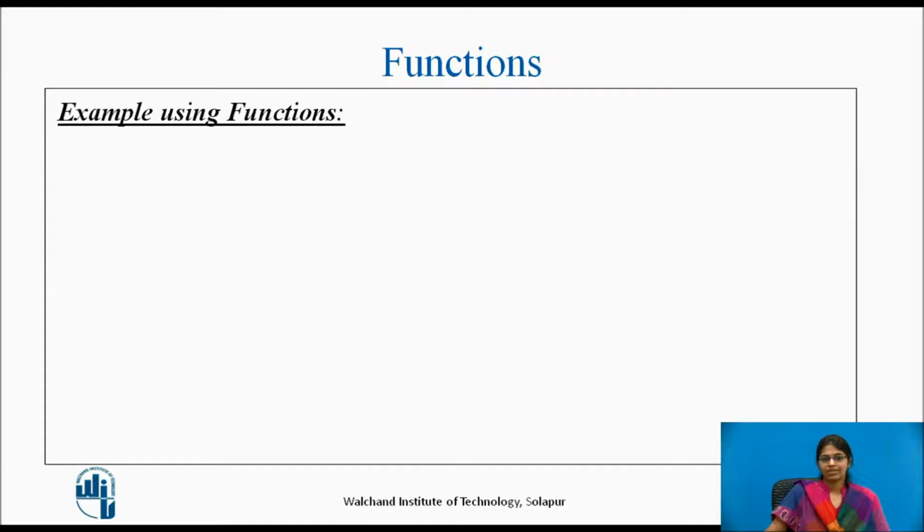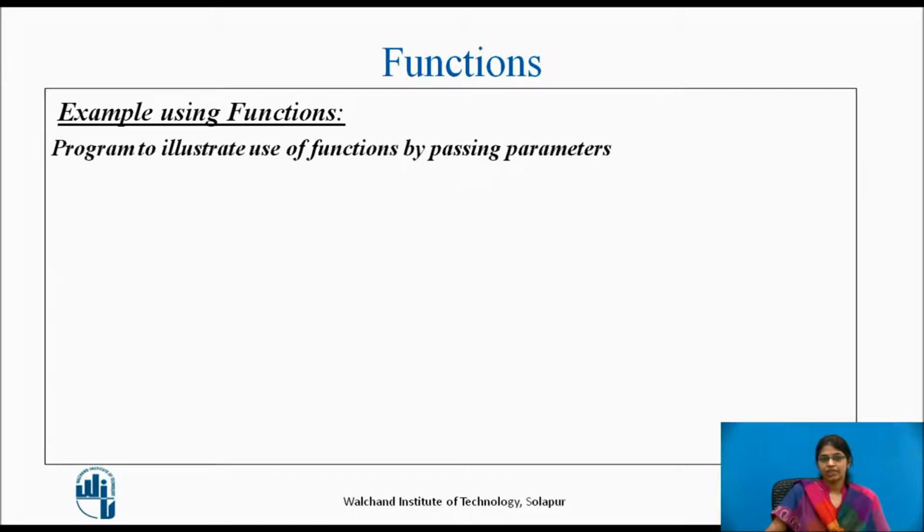So, let us see an example using a function. Here we are seeing an example to illustrate how the parameters are passed to a function. Here is a function definition which starts with the keyword def, and the name of the function is sum. This function definition is accepting two parameters, x and y. After that, we have a colon.